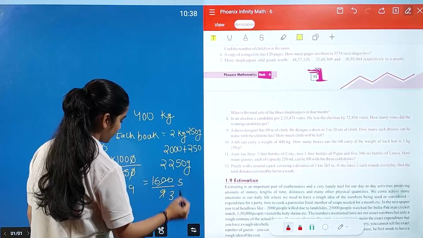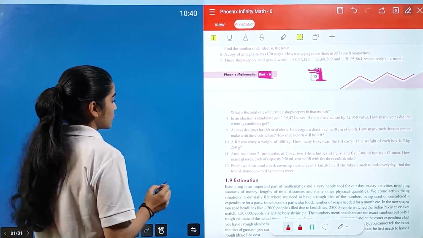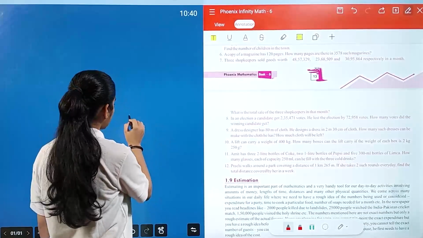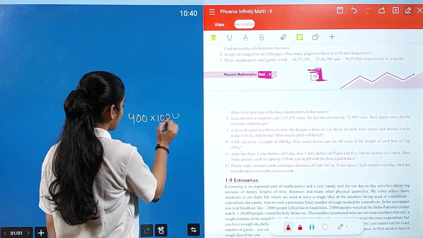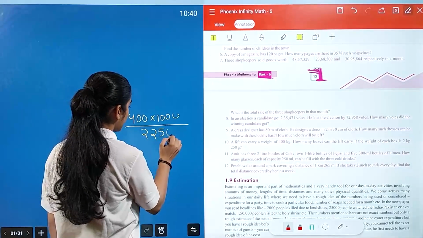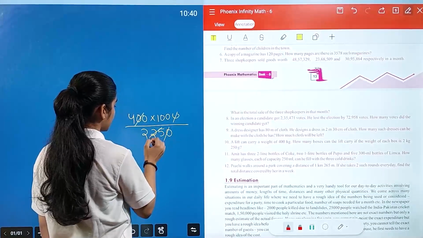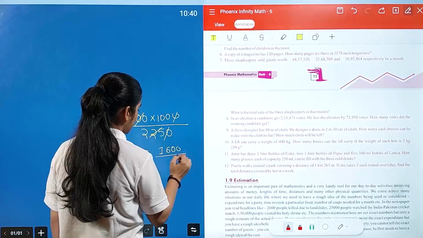We have 400 kg weight capacity of the lift. So first we have to change it into gram. 400 multiplied by 1000. Then we have to divide it with 2250 gram. So while you are solving it, you will get your answer 1600 upon 9.